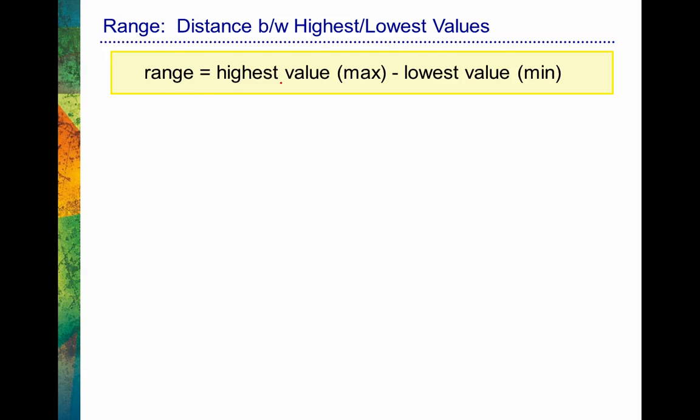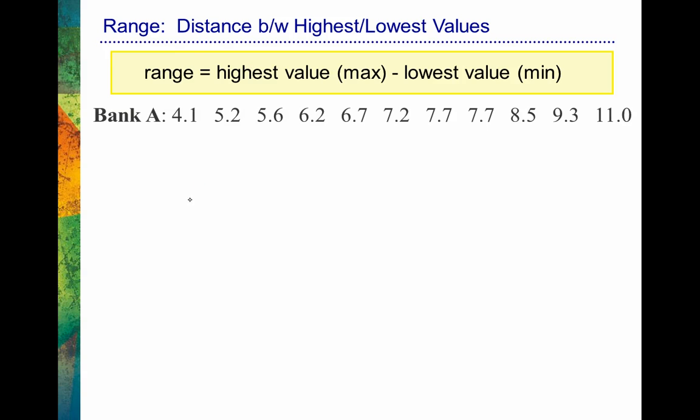So to compute the range, we're simply going to take the maximum value, the highest value, and subtract the minimum value. That will tell us the distance between those values. It's really very straightforward. So let's compute the range for the data from Bank A. The range, I'll just use an R, is simply going to equal, in this case, that maximum value, 11, subtracting the minimum value, in this case 4.1 minutes. And in this case, that's going to equal 6.9 minutes. So the range from the lowest wait time to the highest wait time is a range of 6.9 minutes.